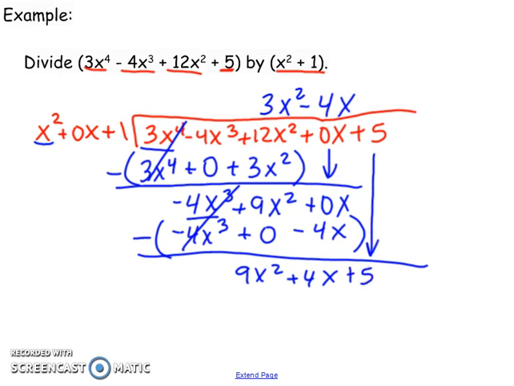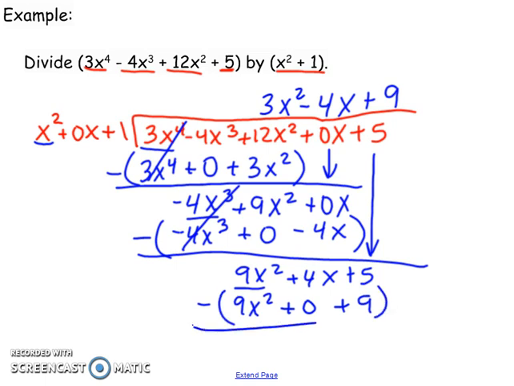5. Again, we have an x squared, and we want a 9x squared, so we're going to put a plus 9. 9 times x squared is 9x squared. 9 times 0x is 0. 9 times 1 is 9. When I subtract this, the 9x squareds are gone. 4x minus 0 is 4x. 5 minus 9 is negative 4. Now I have nothing left to bring down, so this is my remainder.